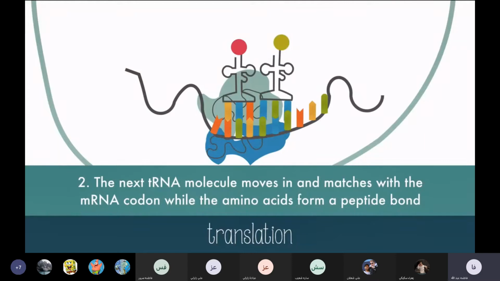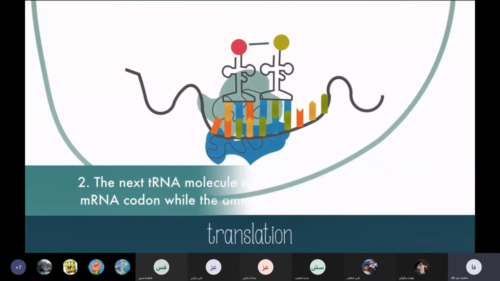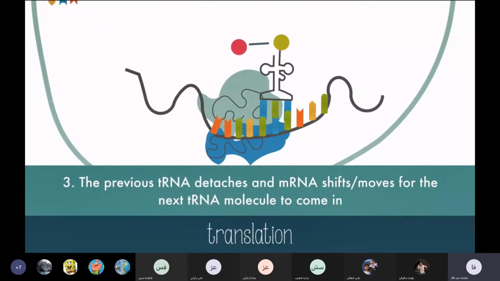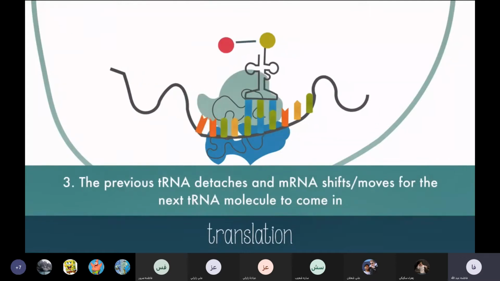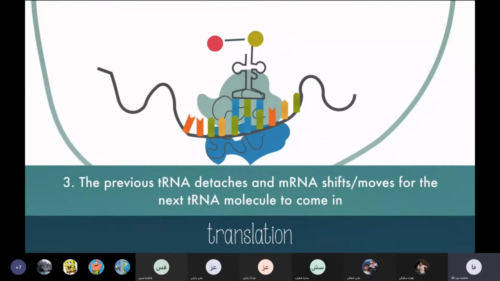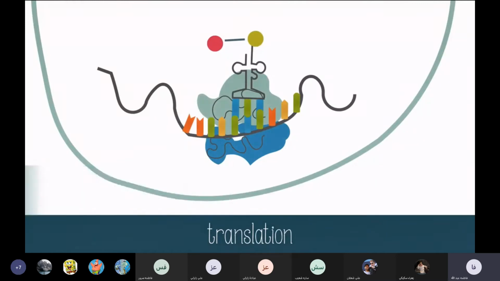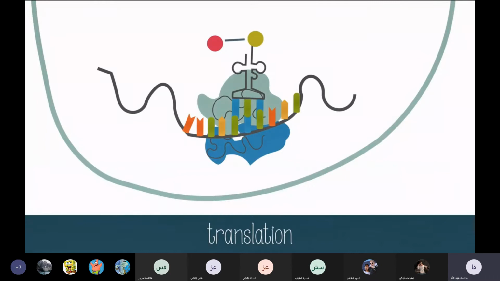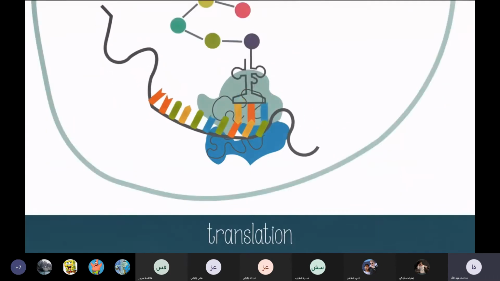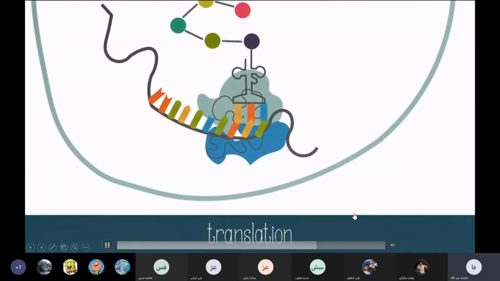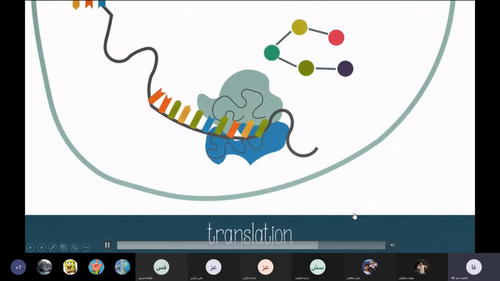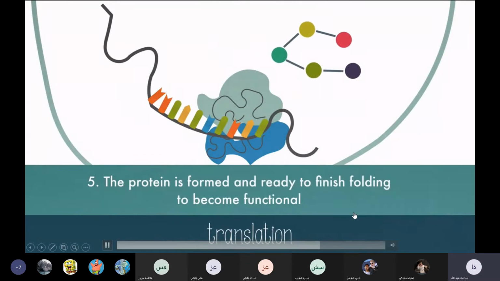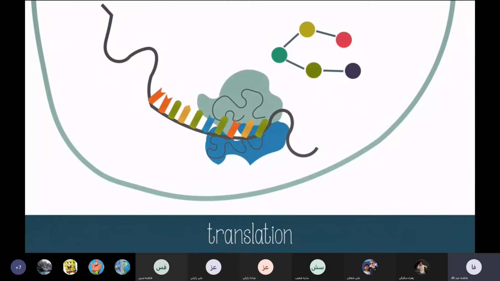This time, the amino acids form a peptide bond and link together. Then, the first tRNA can detach, and the mRNA shifts through like ticker tape, and the next tRNA molecule can come in. The protein grows until a stop codon is reached. Once the stop codon is read, the protein is formed and ready to finish folding to become functional. And that's the end of protein synthesis.